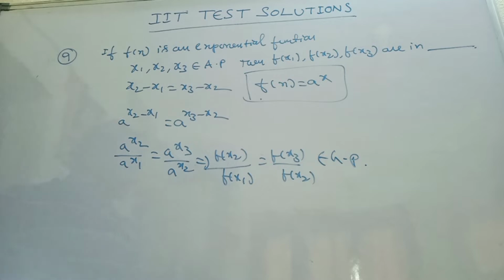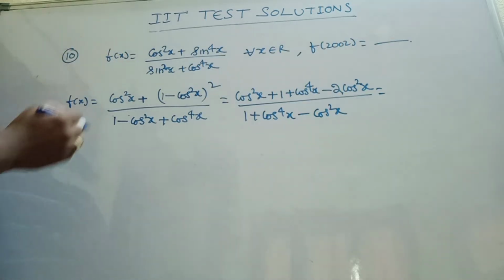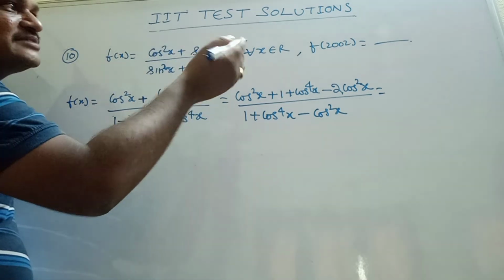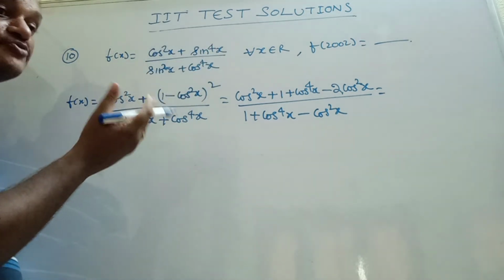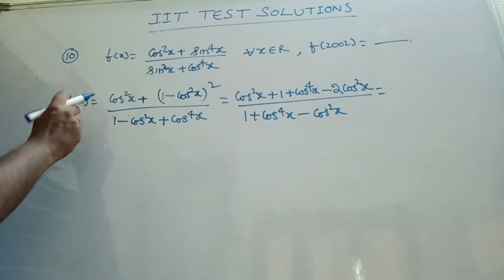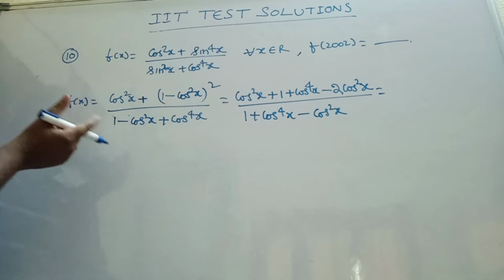Now we have the 10th problem. F of x is equal to cos square x plus sin power 4x by sin square x plus cos power 4x, for all x belonging to R. Then what is the value of f of 2002? How we will do that: let us convert everything into one trigonometric ratio.